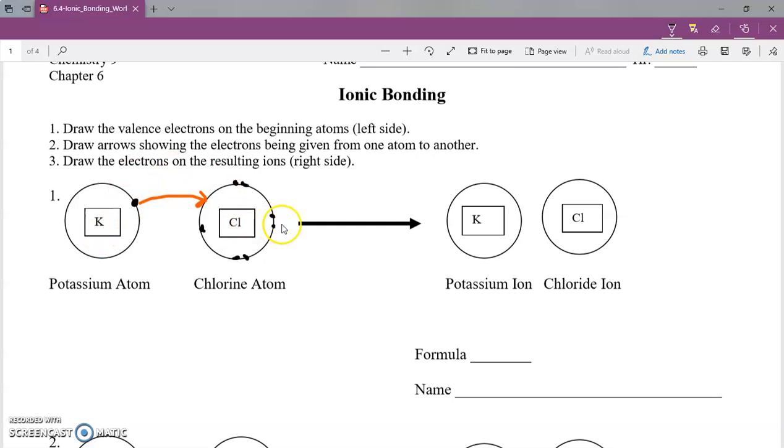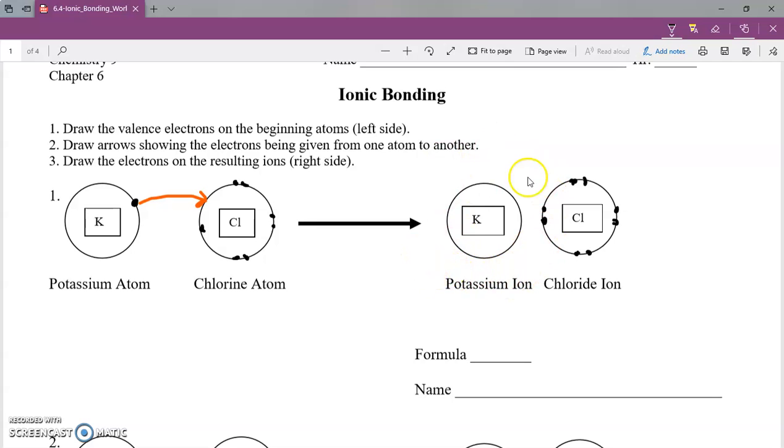from potassium to chlorine. It says draw the electrons with the resulting ions, so on the right side. So on this side, we're going to have 8 electrons on chlorine. 1, 2, 3, 4, 5, 6, 7, 8. 8 electrons on this one, but none on the outer ring for potassium.